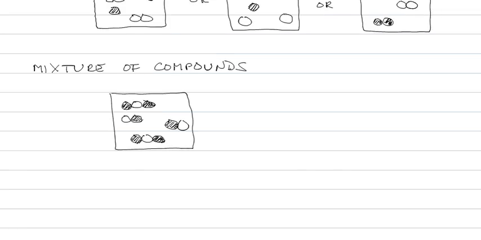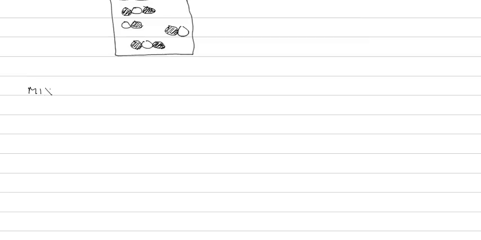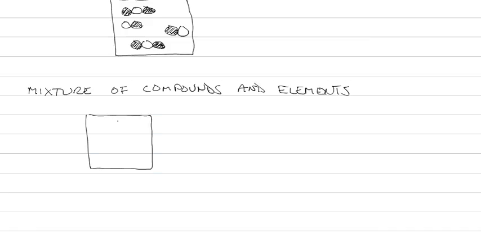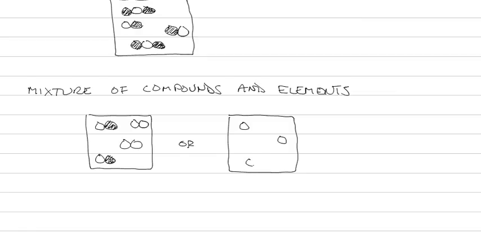And finally, we can have a mixture of compounds and elements. So here is a compound. Here is a diatomic element. Compound, diatomic element. Or we can have monatomic elements and some kind of compound.